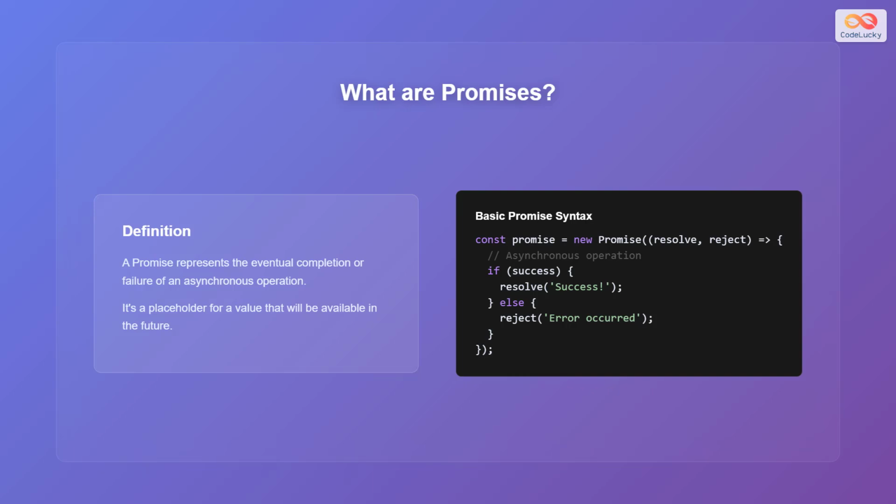Here's a basic promise syntax. We create a new promise using the new keyword, which takes a callback function with two parameters, resolve and reject. Inside the callback, you perform your asynchronous operation. If the operation is successful, you call resolve with the result. If it fails, you call reject with an error message.